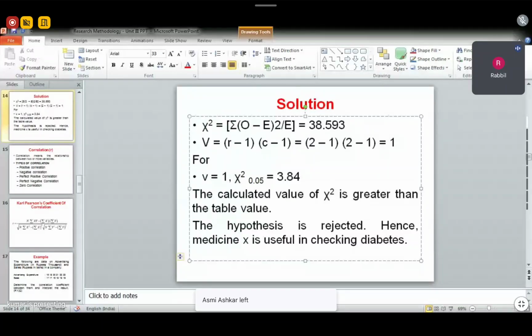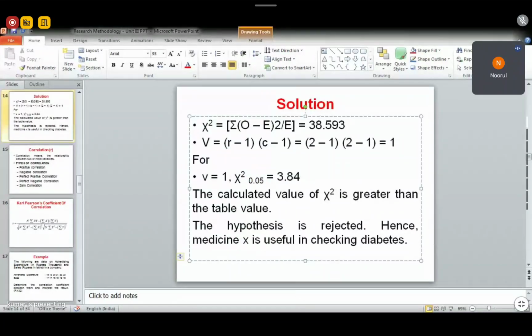Sir, how are we getting the 3.84 value for chi-square 0.05? Yeah, that I will tell you. That will be given in the question paper itself. If not, I will tell you how to find this out. Just a minute. Okay. I will take the table also.